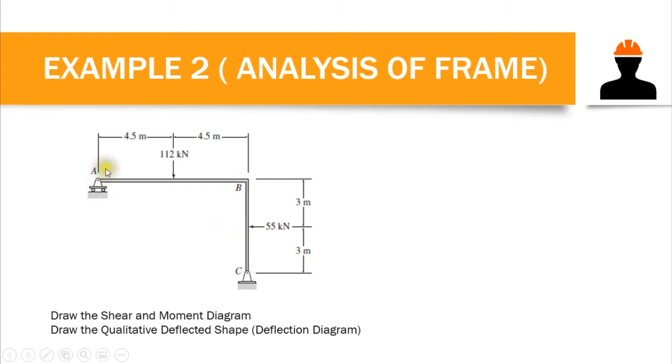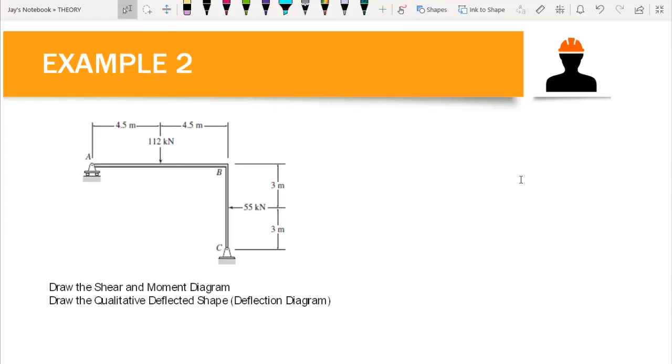So on the left end we have a roller support, and on the right end we have a hinge support which is connected to our column. Okay, so we are asked to draw the shear and moment diagram and draw the qualitative deflected shape or the deflection diagram of this frame. Okay, and if you missed to watch the first part of this discussion, I posted the link in the description below, so please watch. So again, the first thing we do here is, of course, to compute the reactions.